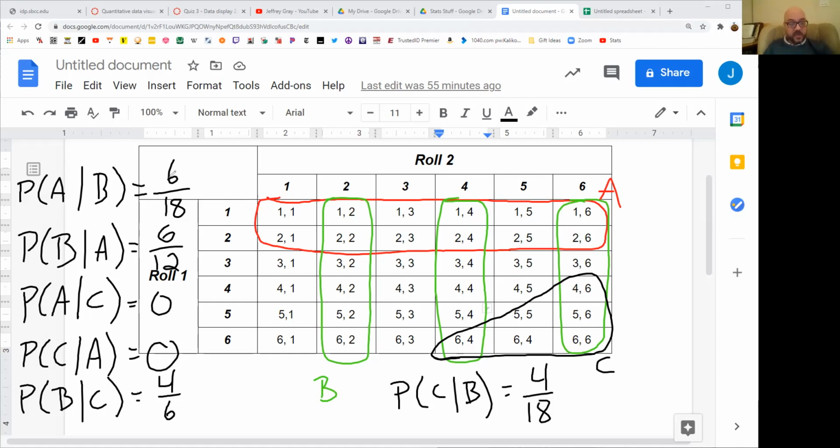So we got 6 out of 18, 6 out of 12, 0, and then 4 out of 6 and 4 out of 18. So you might want to write those down. I'm going to go ahead and just remember them, because we're going to use those in just a second.